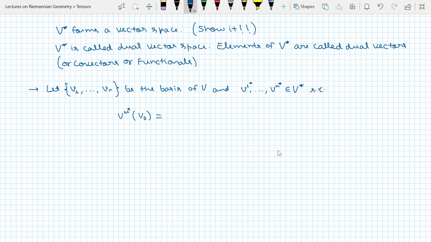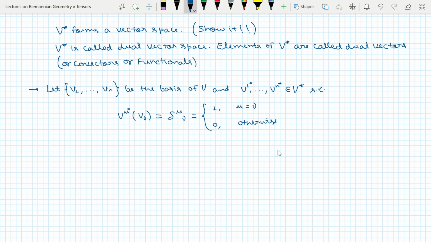Then this thing is equal to the so-called Kronecker delta, delta mu nu. What is the Kronecker delta? Delta mu nu is 1 if mu is equal to nu and 0 otherwise. Okay.